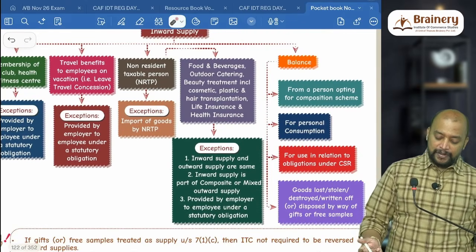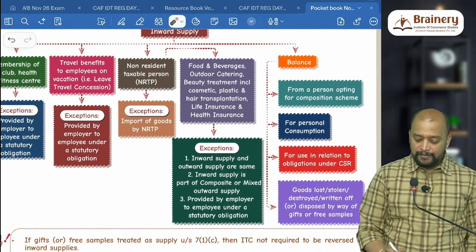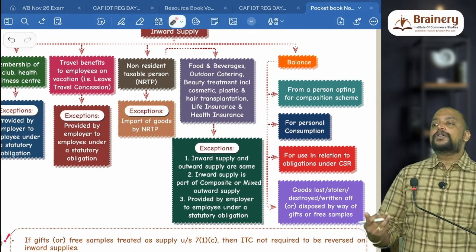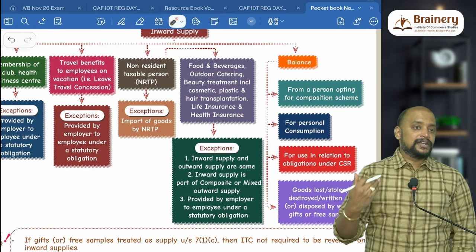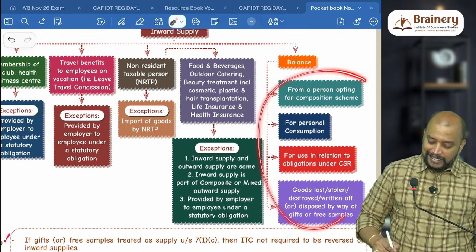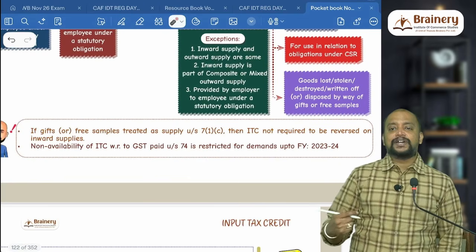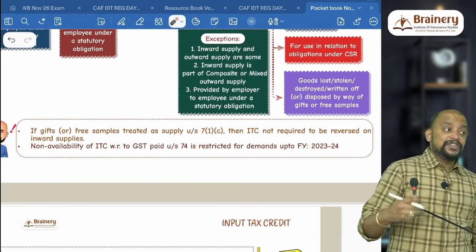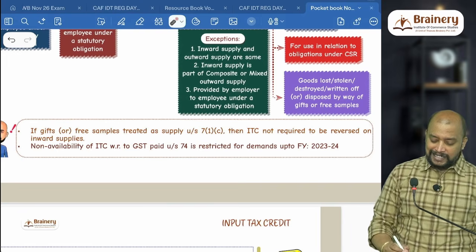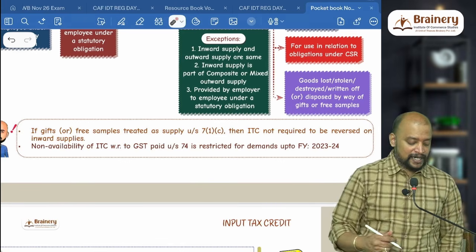Then apart from this, others: supplies from a person opting for composition scheme, goods for personal consumption or CSR obligation, or goods which are lost, stolen, destroyed, written off or disposed of as gifts or free samples. In this case also it's blocked ITC. But for these gifts or free samples we have one exception through a circular. If those gifts or free samples constitute supply, then they can take ITC. ITC is not required to be reversed because that will become supply under 7(1)(c).